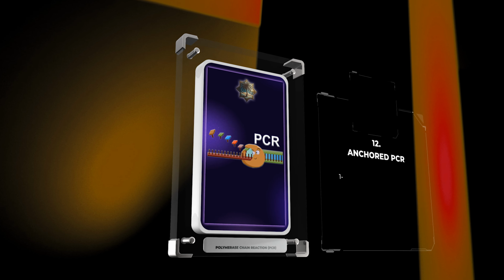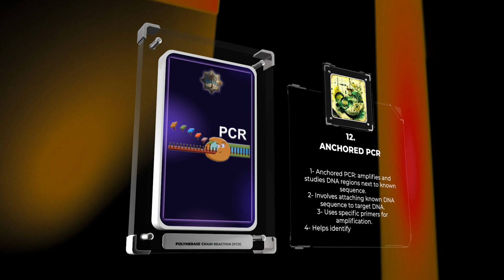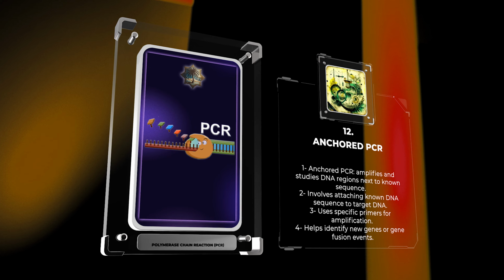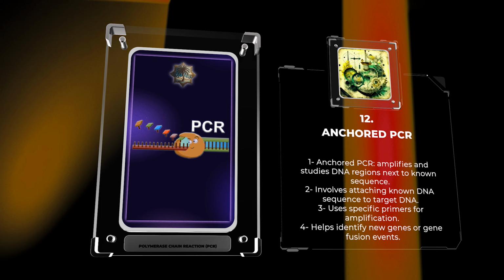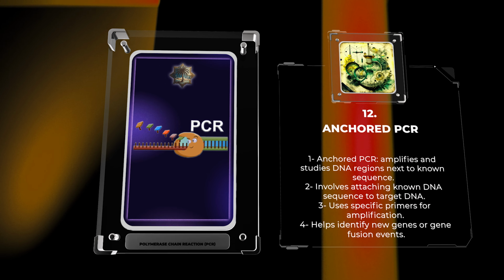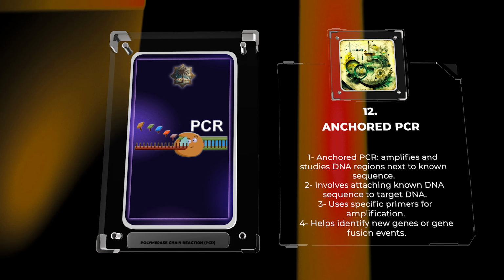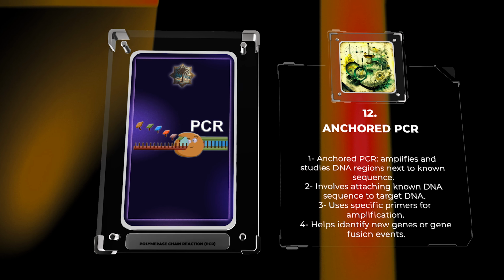Anchored PCR is a technique that allows scientists to amplify and study DNA regions next to a known sequence. It involves attaching a known DNA sequence to the target DNA and using specific primers for amplification. This method helps identify new genes or gene fusion events.